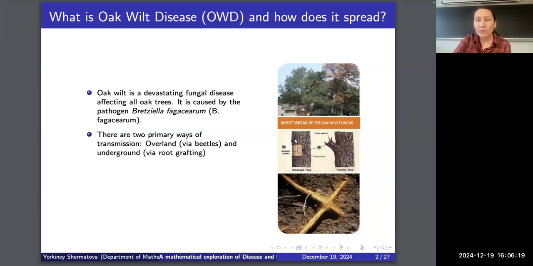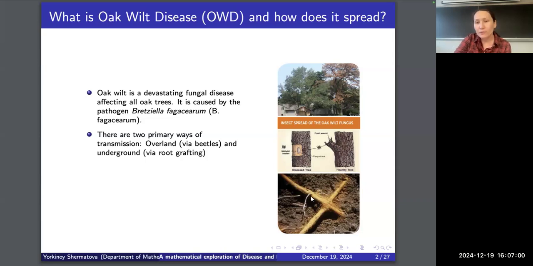There are two primary ways this disease spreads. One we call overland, via beetles. So once there is a diseased tree, on the left, I hope you can see my mouse moving around, it creates fungal mats. Sap beetles, I think two beetles were identified, usually carry the disease. They pick up the pathogen and carry it, usually to wounded trees, maybe after a storm, which is why they now have regulations about pruning. They end up landing on and infecting the healthy tree.